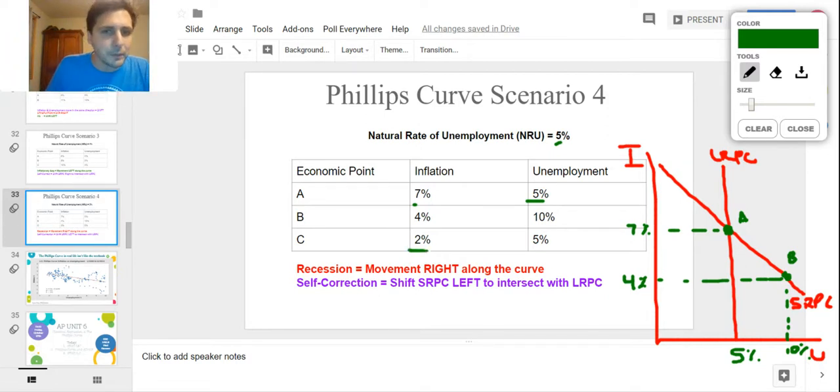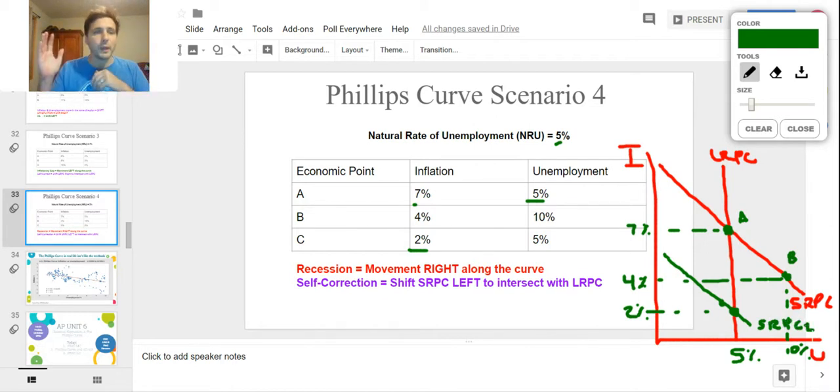Point C, when that happens, my price level falls even more. Aggregate supply shifts to the right. Price level is going all the way down to 2% here, right? But my unemployment rate is going back to 5%. So if I dash it over, it's a point right here on the long run Phillips curve. How did I get there? Well, of course, that had to be a shift. SRPC2. Right? When aggregate supply shifts right to fix our economy, the short run Phillips curve shifts left, getting us back to the natural rate of unemployment, going from A to B to C.